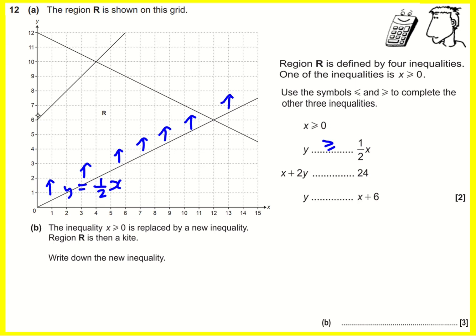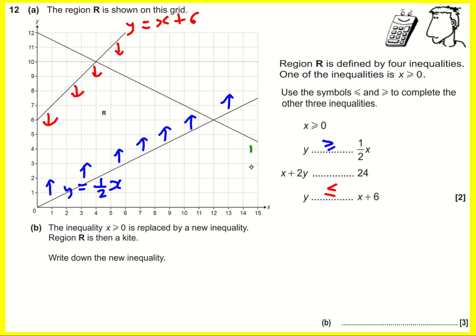The next one I'm going to look at is 6. Now I've got an intercept of 6 and the gradient is 1, so this one here is y equals x plus 6. This time it's everything below the line. So it's going to be that y is less than or equal to x plus 6.